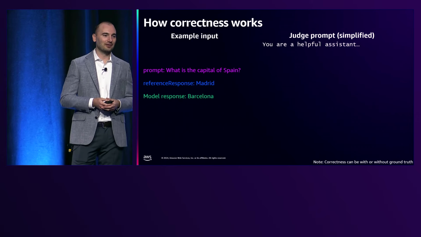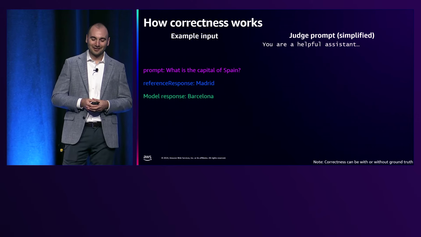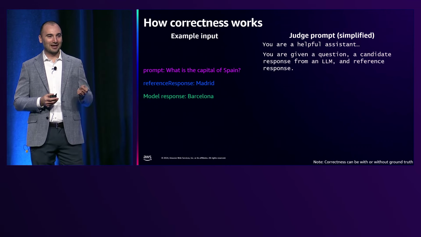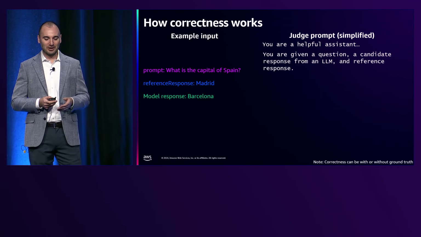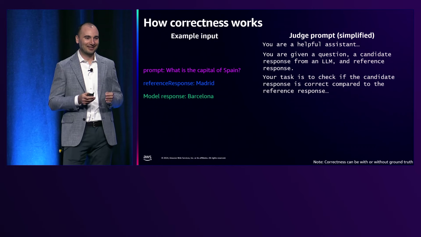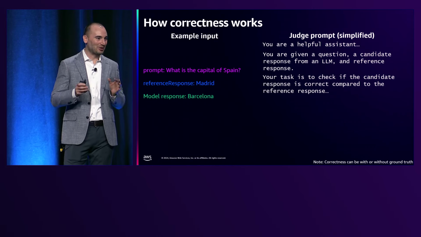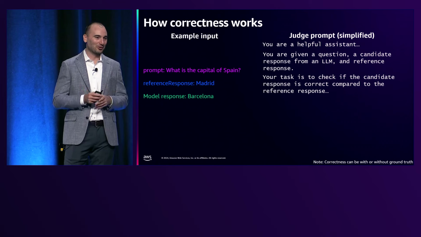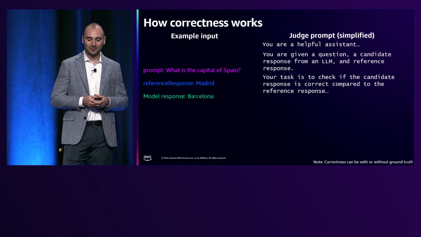You're a helpful assistant. Classic. Then you're given a question, a candidate response from an LLM, and a reference response. Your task is to check if this response is accurate. Now, for correctness, we have an option. You can either do ground truth or no ground truth, and we'll automatically adjust in the background.